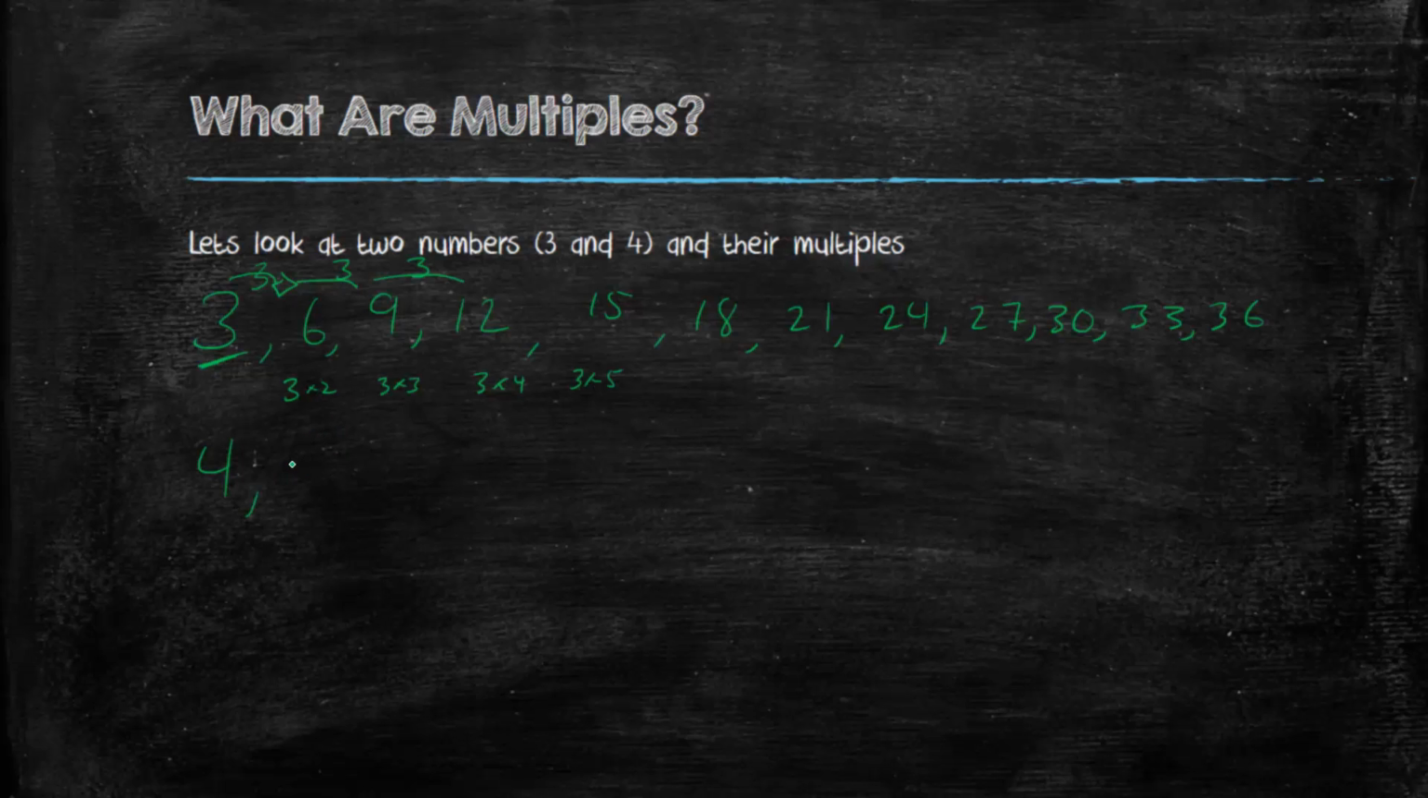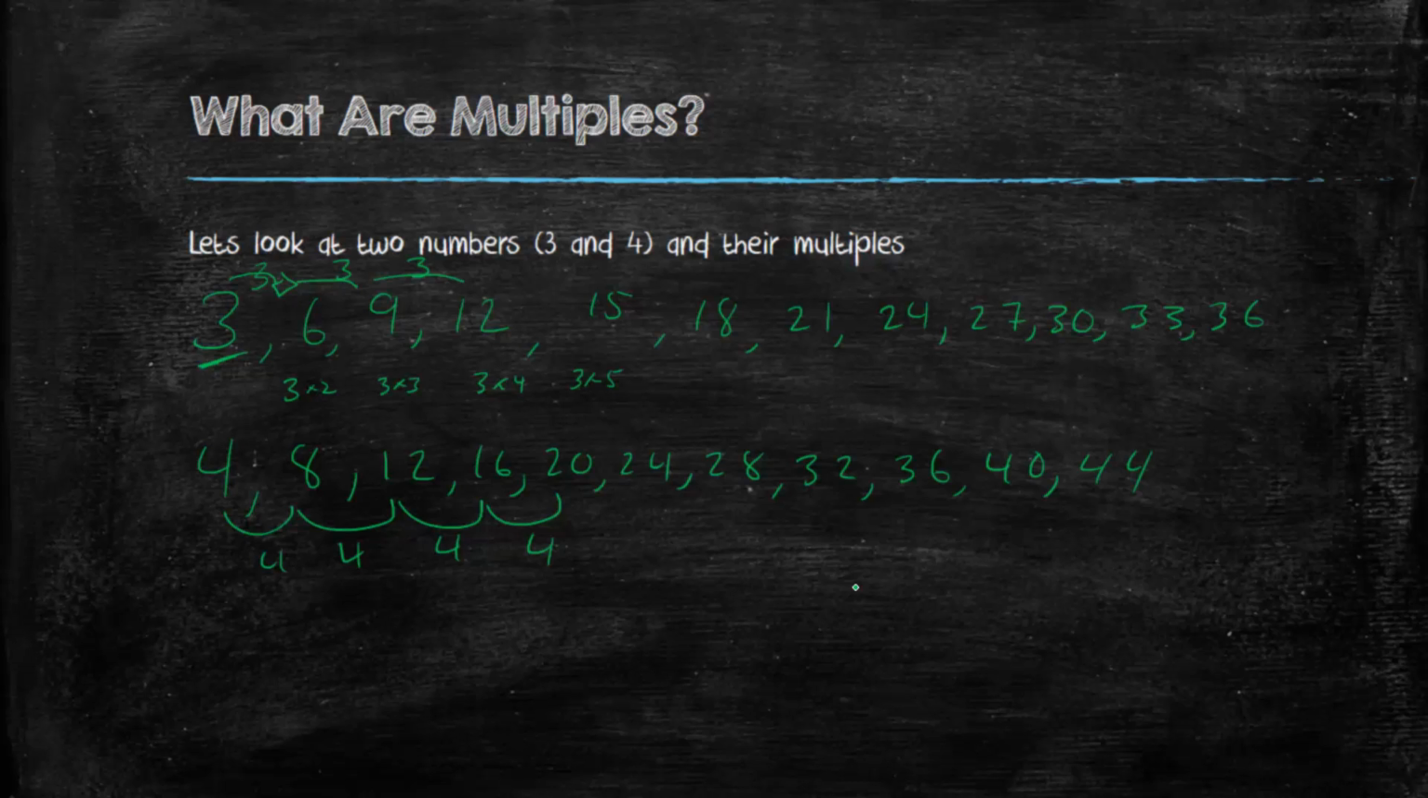Well, if we were to do the same thing for 4, it'll look like this: 8, 12, 16, 20, 24, 28, 32, 36, 40, 44. And again, you'll see that the difference between each step here is actually 4, correct? So these are the different multiples of 3 and 4.